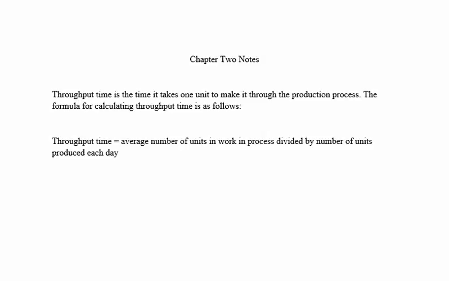Alright, the formula for calculating throughput time is given here. The average number of units in work in process divided by the number of units produced each day. So it's a fairly simple and straightforward formula. What they're going to show is you can reduce your throughput time by reducing this average number of units in work in process, which really is just another way of saying if we can get the units through the production process, it's just a way of increasing productivity.